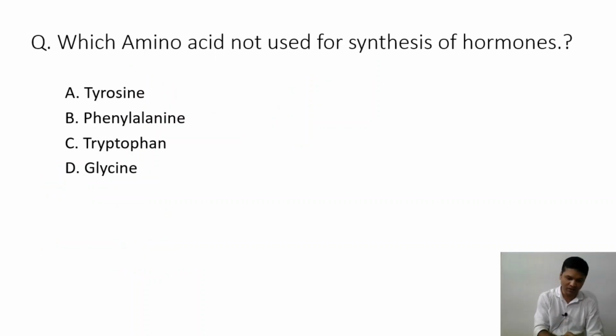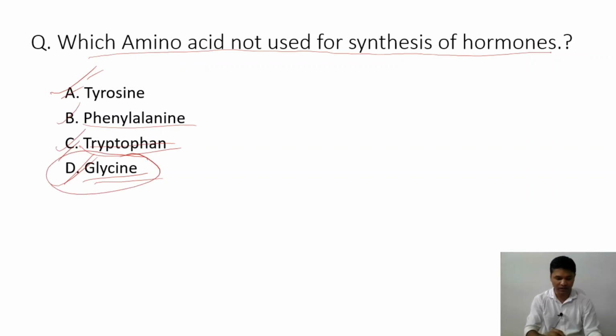Which amino acid is not used for synthesis of hormone? So here the simple answer is glycine. Tyrosine is used, phenylalanine is used, tryptophan is used. So these are used, and what is not used? Glycine. So glycine will be the answer.